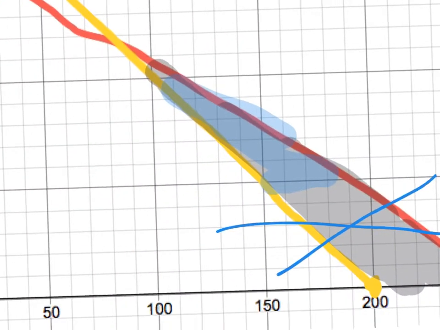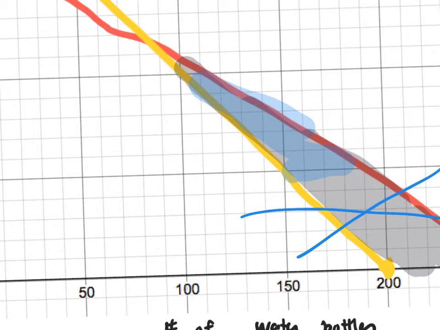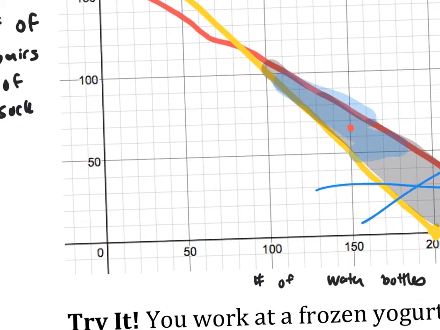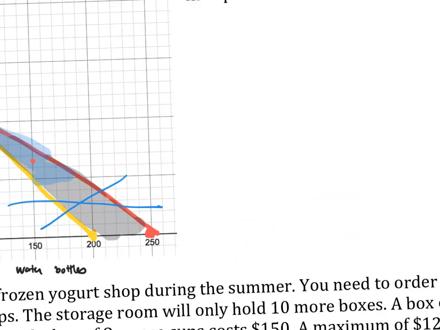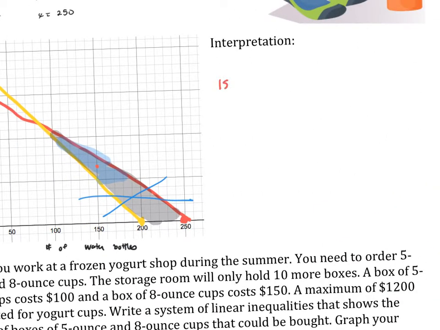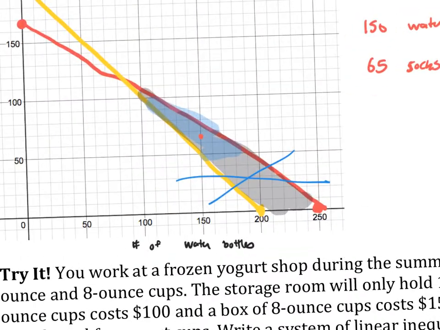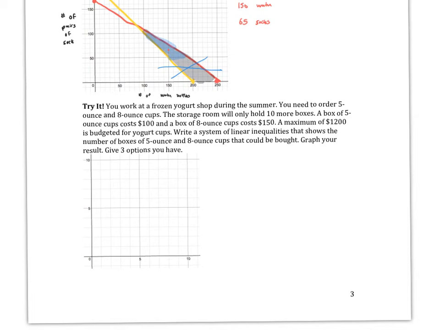So let's go ahead and just choose maybe 1 point or 2 points right there. Notice 150 of that, and then this one here looks like about 65. So we can do 150 water bottles and then 65 socks, pairs of socks specifically. And we can choose a whole bunch of other different points in there. All right, and the next problem is down here for you to work on.